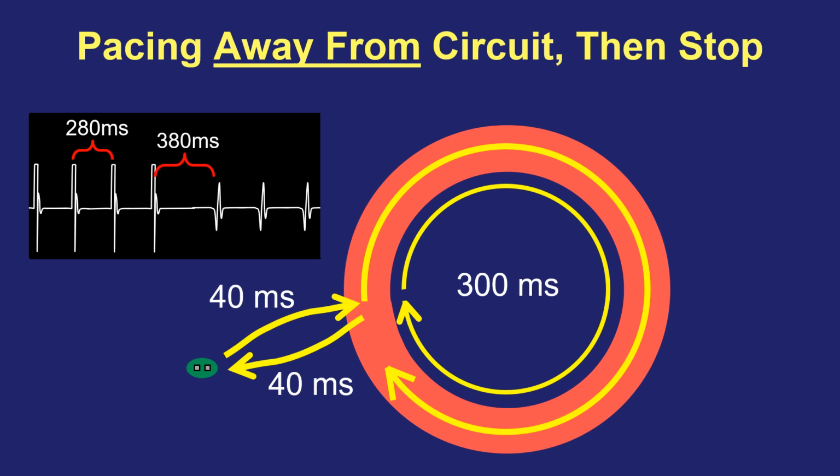But once the tachycardia continues after you stopped pacing, then of course the spacing between your electrograms is going to be identical to the tachycardia. So it's just this one single interval between the last paced beat and the first recording electrogram in that same bipole. Again, post-pacing interval longer than tachycardia cycle length means you're not in the circuit.